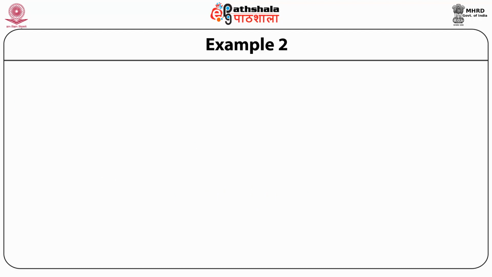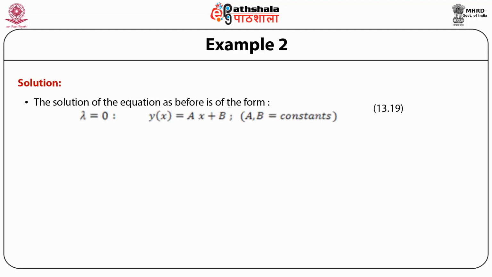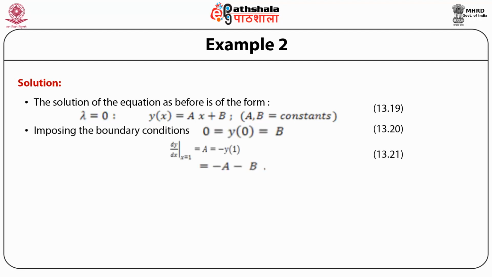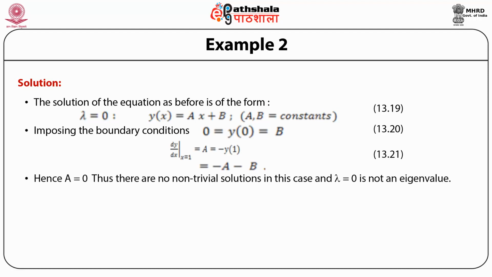For lambda is equal to 0, the solution of the equation as before is y of x equal to ax plus b, where a and b are some arbitrary constants. When we impose the boundary condition that y of 0 is equal to 0, that means b is equal to 0, and the derivative dy by dx being equal to a, so dy by dx at x equal to 1 is equal to a, so a is equal to minus y of 1. Hence, when we apply the boundary condition, a is equal to 0. Thus, there is no non-trivial solution in this case, and lambda equal to 0 is not an eigenvalue.